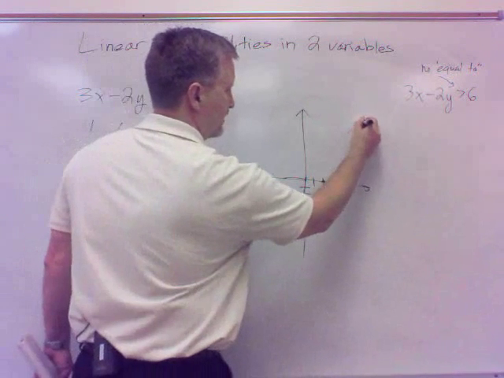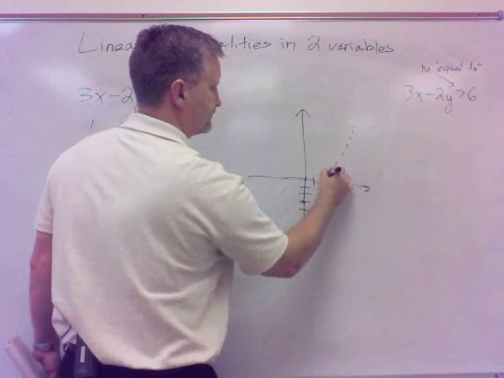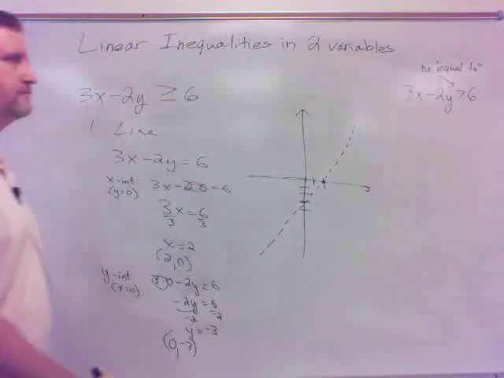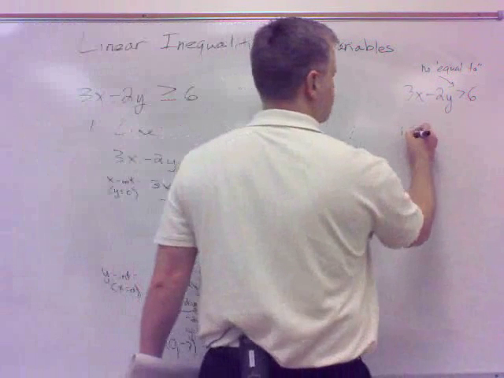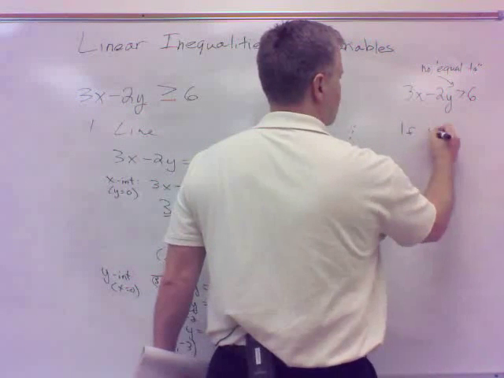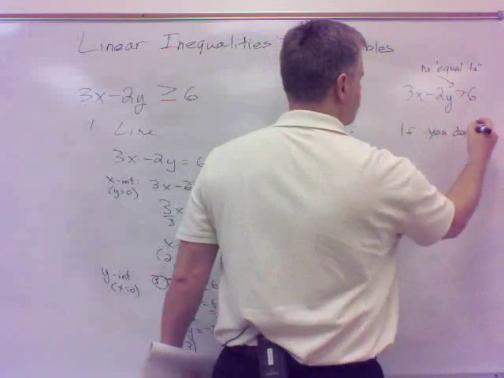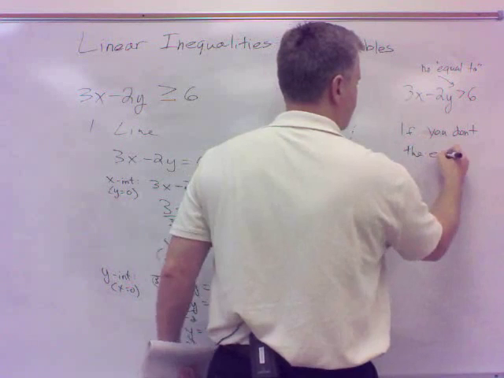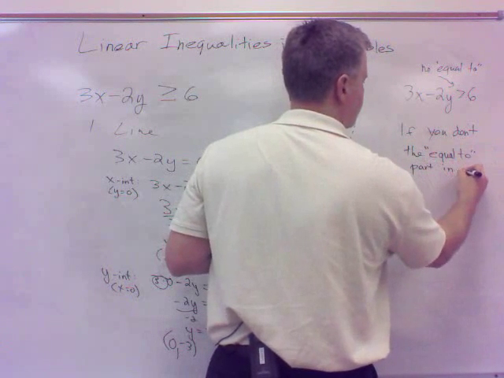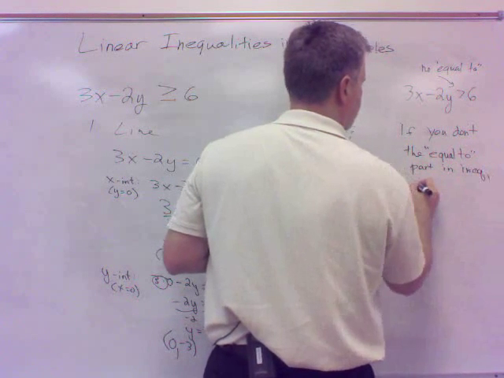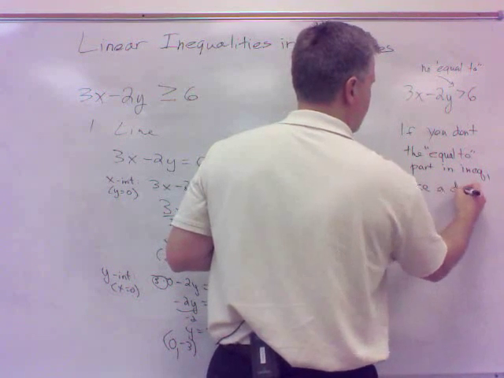And so to designate that, I'm going to put it in as a dotted line. If you don't have the equal to part, your line is going to be a dotted line. So if it's strictly greater than or strictly less than, use a dotted line instead. So if you don't have the equal to part in the inequality, use a dotted line.